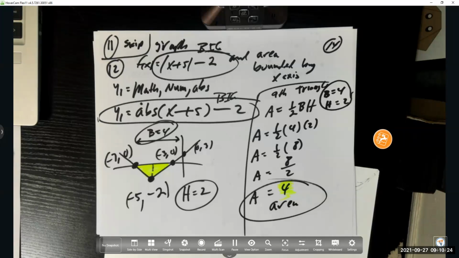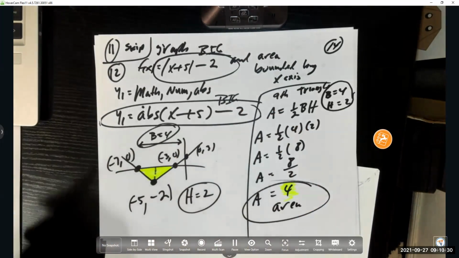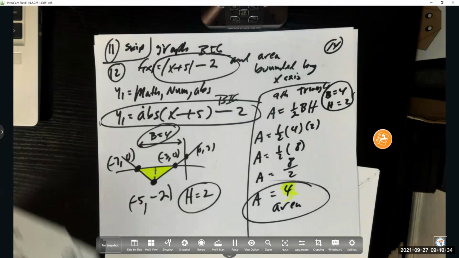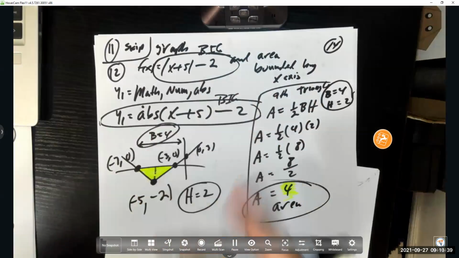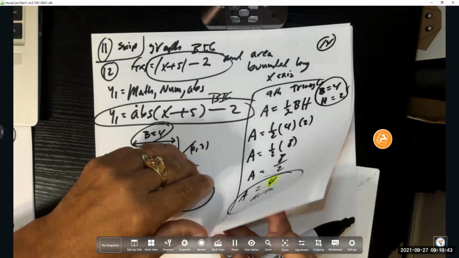All right, ready? Number 11, same problem. I'm just gonna change the number, right? Can I go to the next page? Yes or no? All right. Yes, I'm good. All I'm gonna do is just change the numbers. Okay. Do it again.